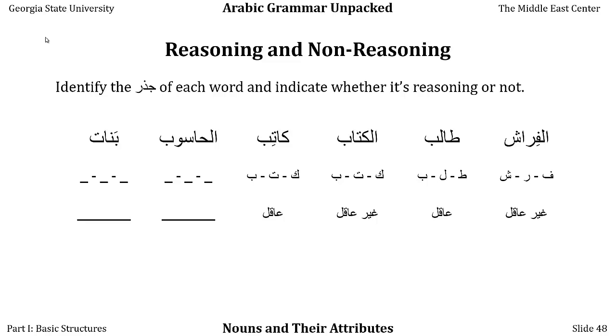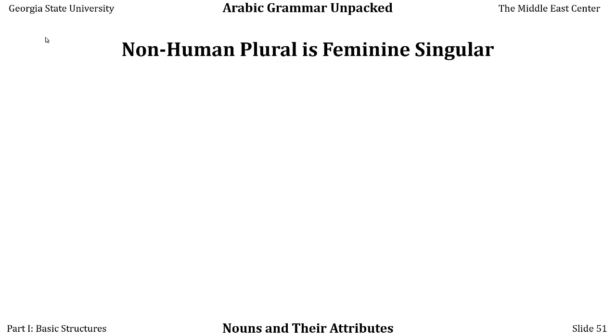Al-hasub, the computer, most Arabs would just say computer, but this is the fancy word for it, is ha, sin, ba, which means to calculate something, and it's غير aqil. Banat, girls or daughters, has the ba, nun, ta root, and since they're human beings, they're aqil, or thinking. And this gets us to our rule. Non-human plural is feminine singular.